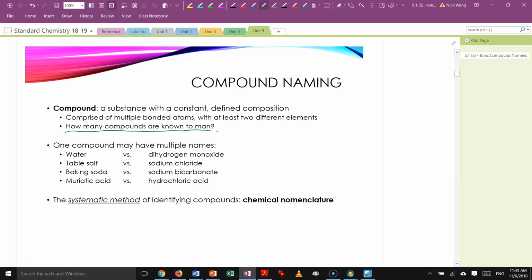But of course, for example, we have down here water, which can also be known as dihydrogen monoxide. Table salt is also known as sodium chloride. Baking soda, sodium bicarbonate. Muriatic acid, if any of you use that to help balance out the acidity of your swimming pools, is also known as hydrochloric acid. So what distinguishes between them is that one of them is a more common name, whereas the other is part of a systematic name. And the systematic name is our focus here. So the systematic method of identifying our compounds is called chemical nomenclature.